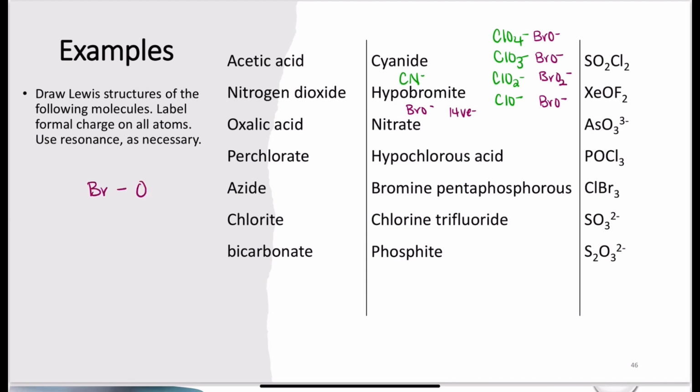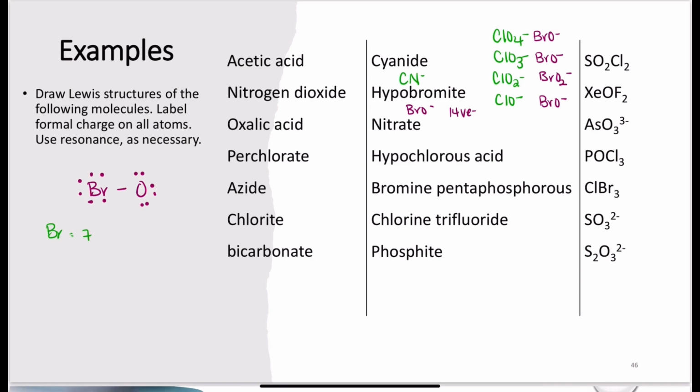Bromine connected to oxygen. I've used up all my electrons. Now let's check our formal charge. We've used up 14 electrons: 2, 4, 6, 8, 10, 12, 14, and everyone has their octet. So technically this is valid, but let's check our formal charge.